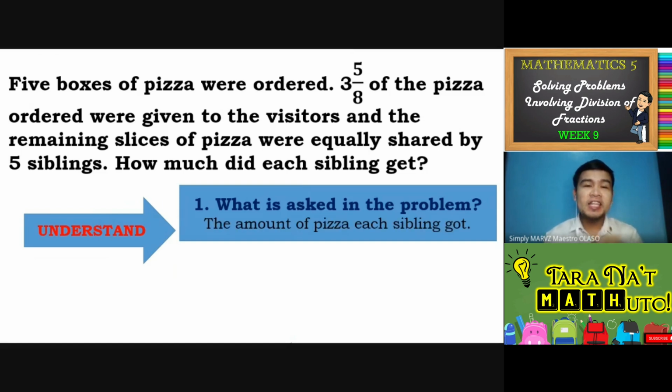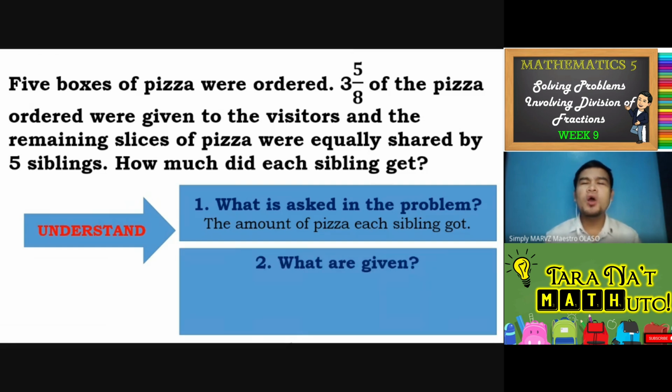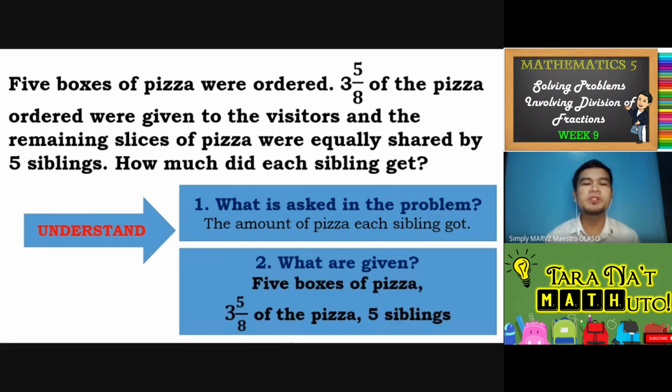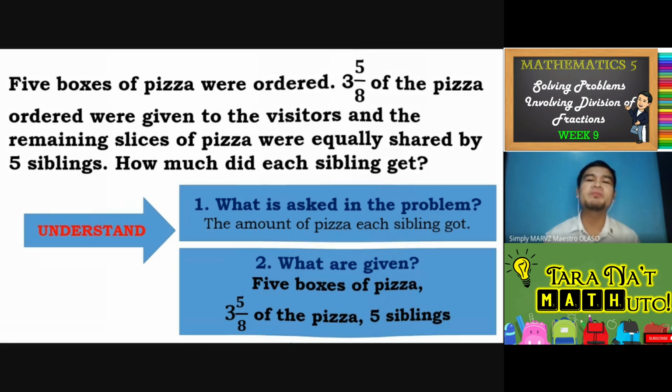All right. The amount of pizza each sibling got. Yan ang ating hahanapin. The second step is, what are given? How many given do we have? Yes, we have 3. So 5 boxes of pizza, 3 and 5/8 of the pizza, and 5 siblings. All right, so we have 3.